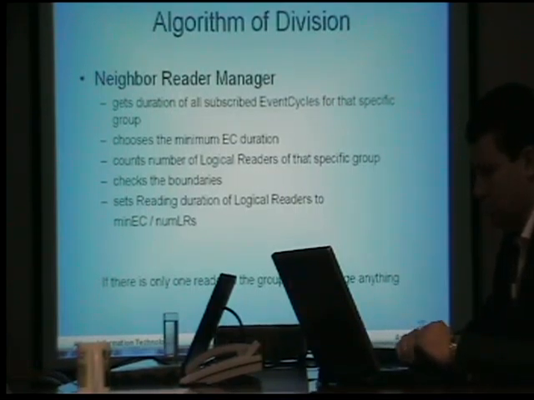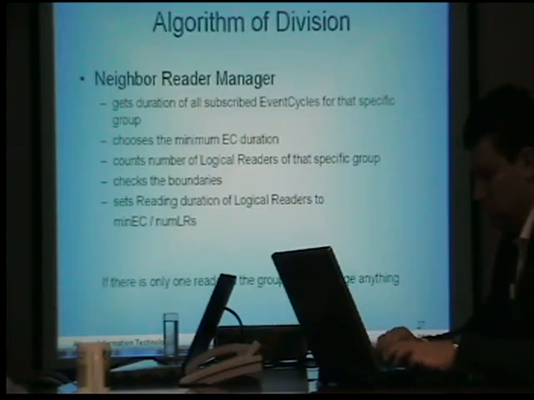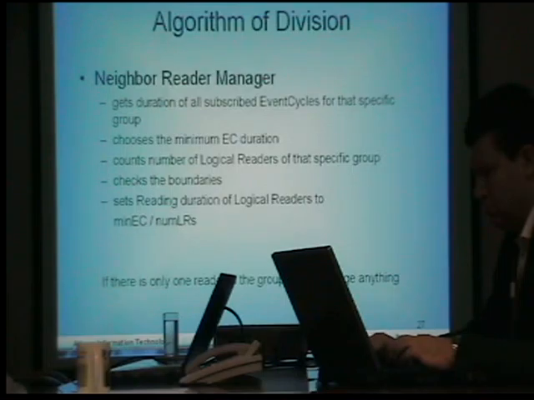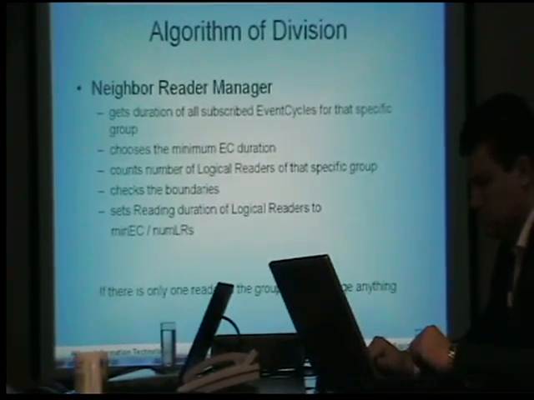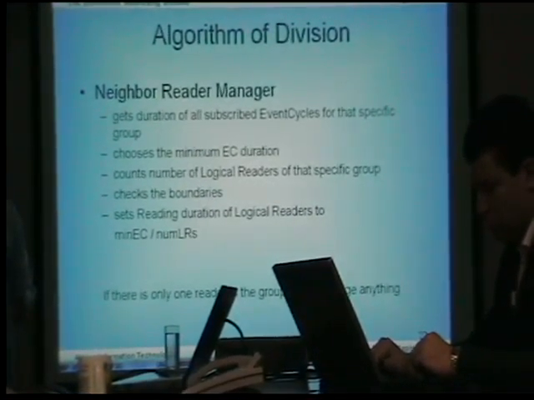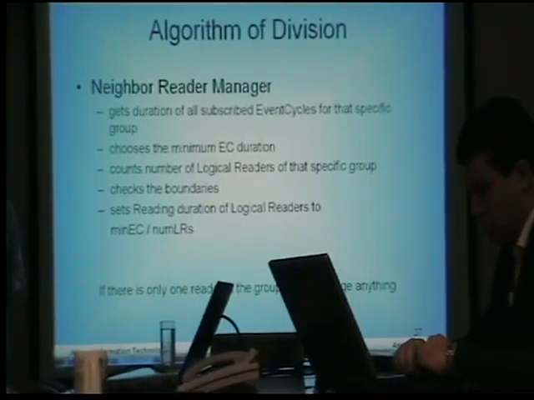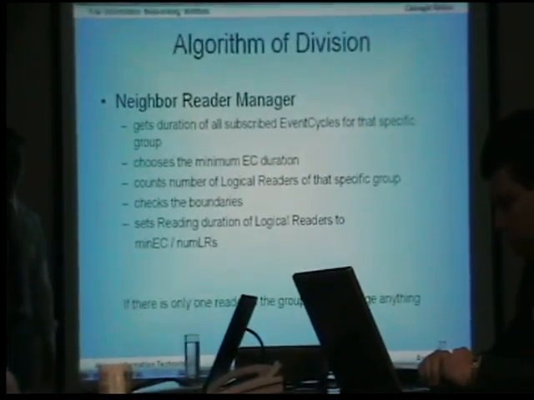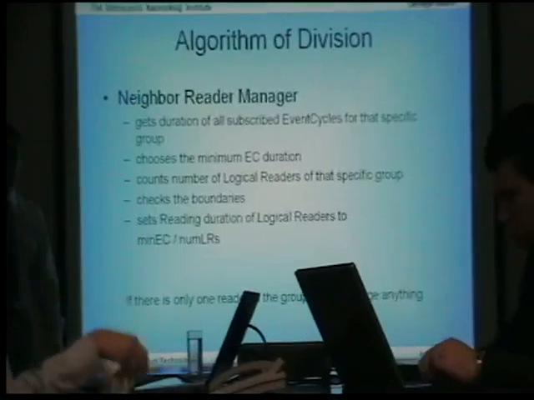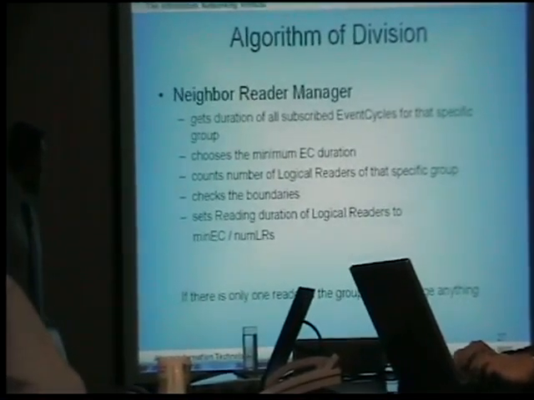But the important thing here is to check the boundaries, because if we have a lot of neighbor readers and the event cycle duration is small, it will give each logical reader a very small amount of reading time, and most of the time our application will spend changing from one reader to another, and this way our system will not have high throughput and good functionality.